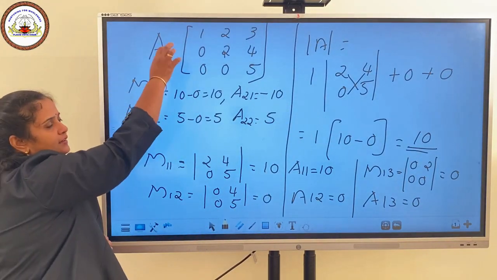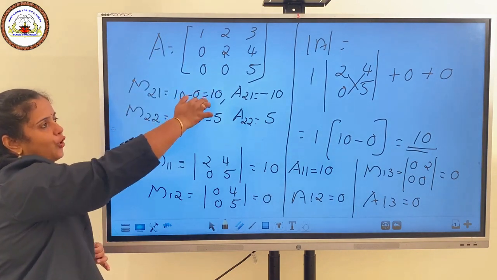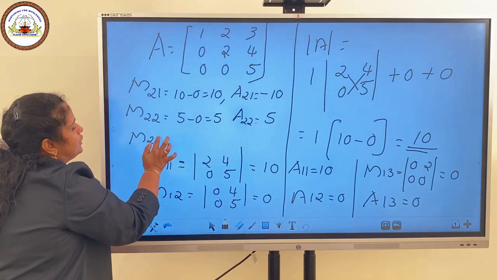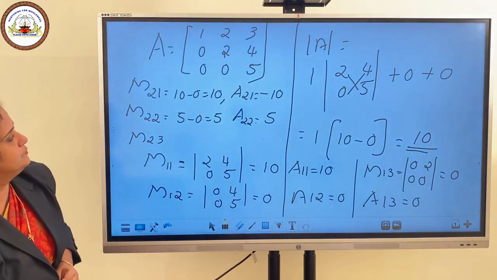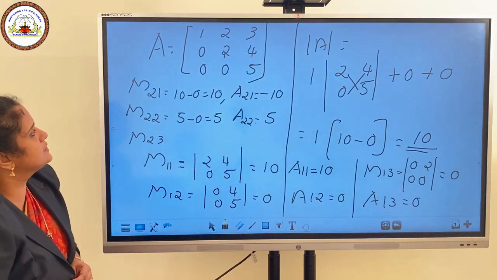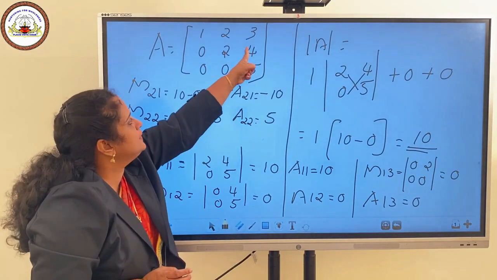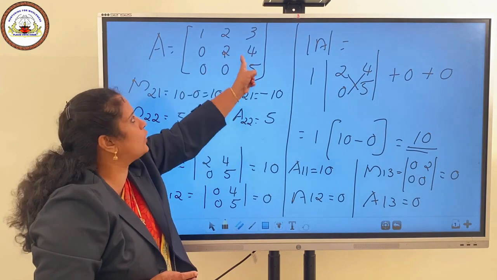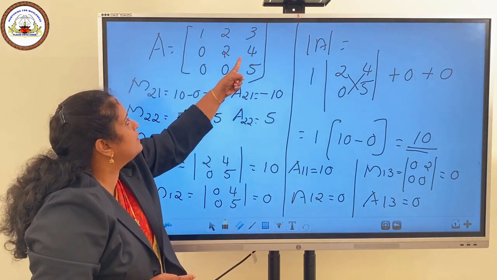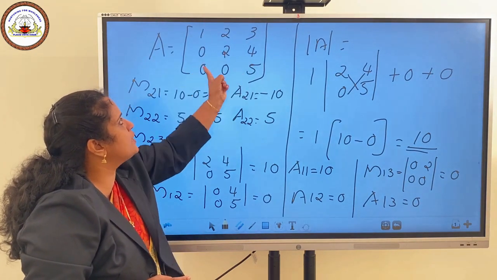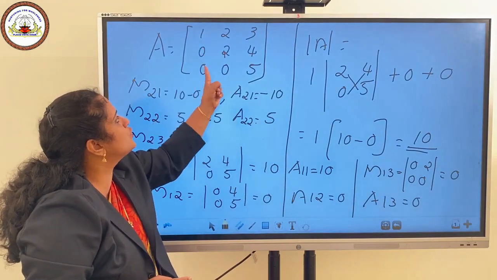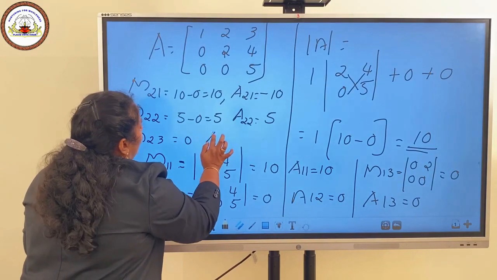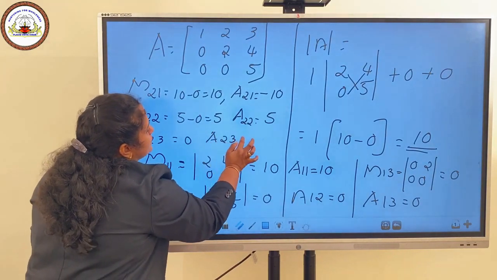Then we can find the minor of second row, third element. That means M23 is equal to, the corresponding rows and columns you should eliminate. The remaining elements you should write in the determinant form 1, 2, 0, 0. The answer is also 0. Therefore, A23 is also 0.